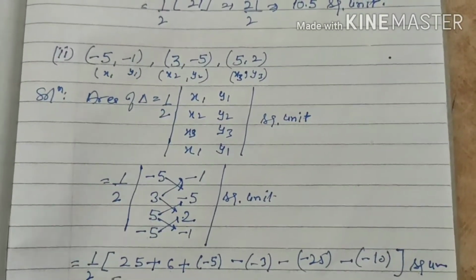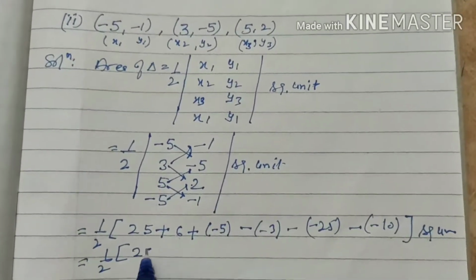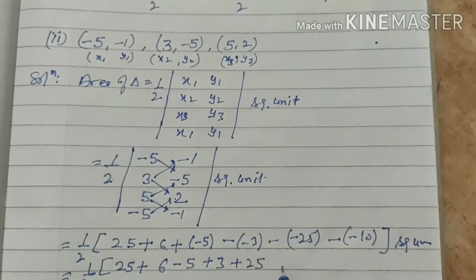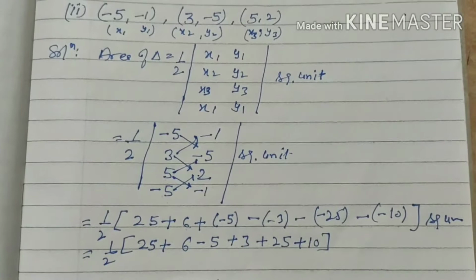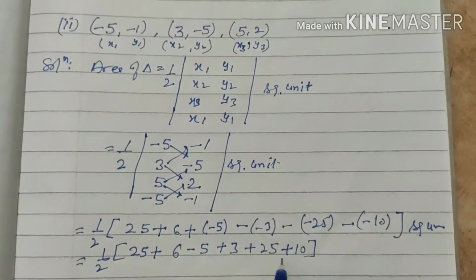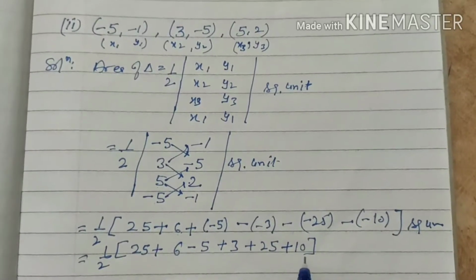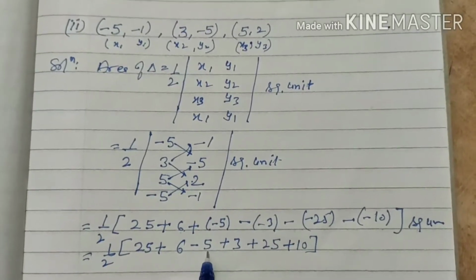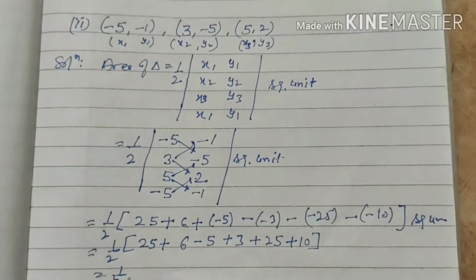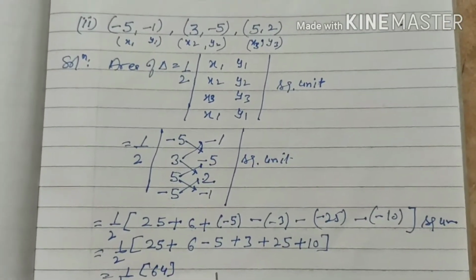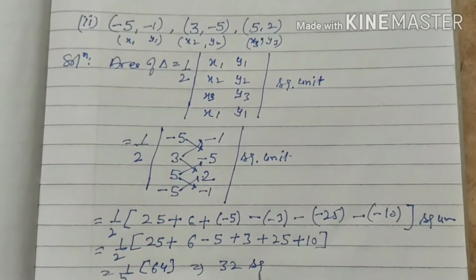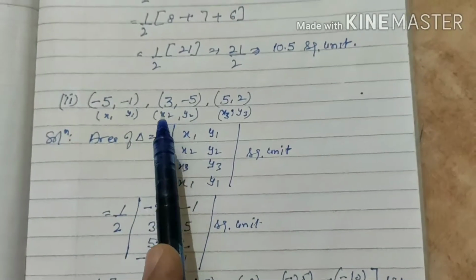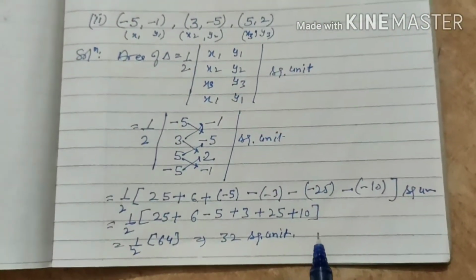So this will be 1/2 into [25 plus 6 minus 5 plus 3 plus 25 plus 10]. We have 25 plus 25 is 50, plus 10 is 60, 66, and 69 minus 5 becomes 64. So this will be 1/2 into 64, which is 32 square units. This is the area of the triangle with vertices (-5, -1), (3, -5), (5, 2). So pause the video and note it down.